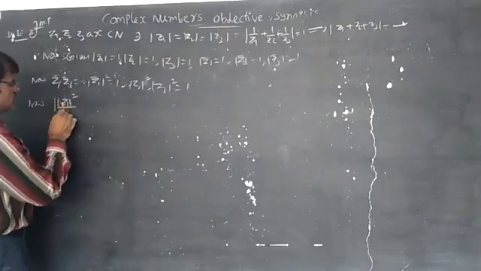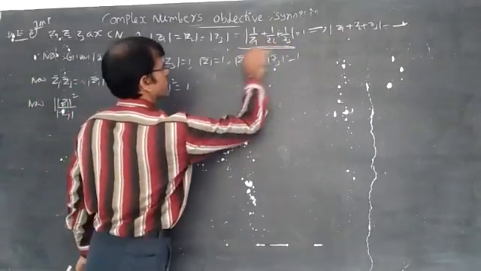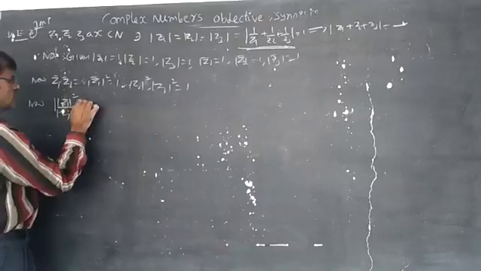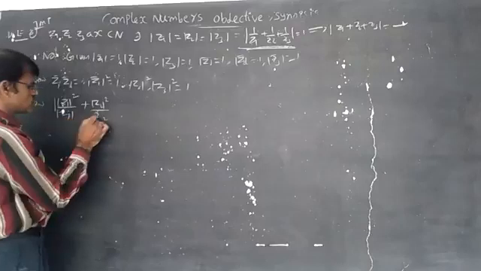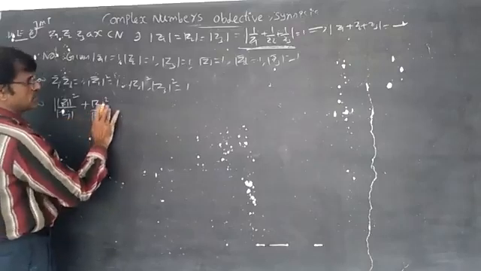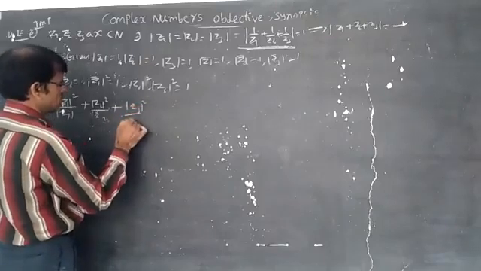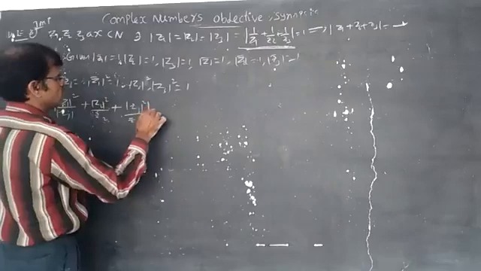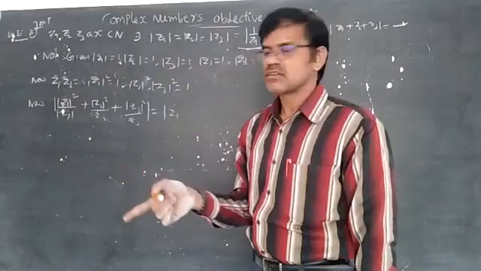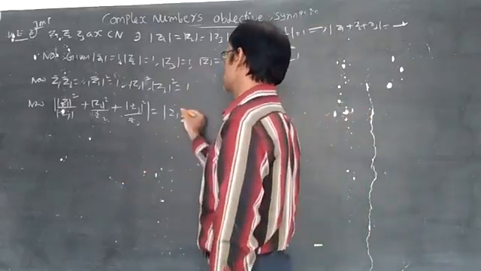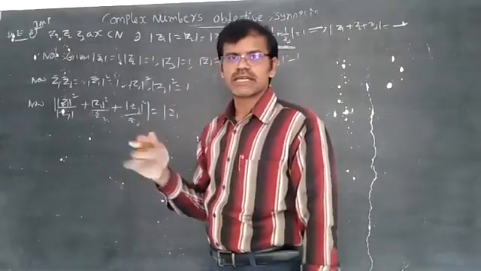Now write like this: Z1 square by Z2. For this one I am saying mod Z1 square by Z1, mod Z2 square by Z2 plus mod Z3 square by Z2. So like this you can write simply that mod Z1 square you can understand as Z1 Z1 bar. So Z1 Z1 bar can be written as Z1 bar plus Z2 bar.